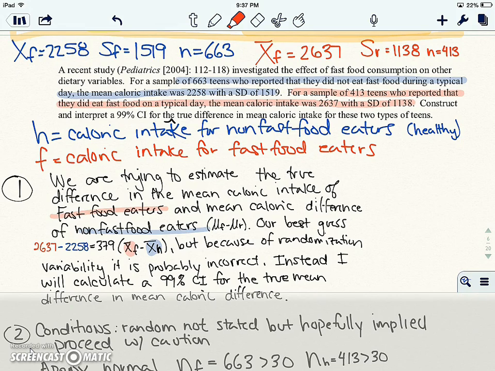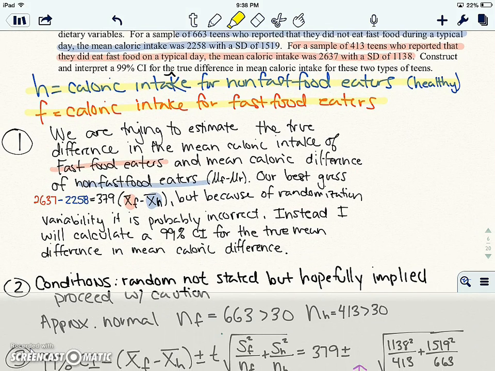We're going to construct and interpret a 99% confidence interval for the true difference in the mean caloric intake for these two types of teens. So I went ahead and defined my variables: H for the non-fast food eaters, H for healthy, and F for the fast food eaters, obviously F for fast food. You can streamline step one, but you have to make sure you define H and F. You have to make sure you define the difference. Basically, everything I have in step one you need to say, just not in so many words.